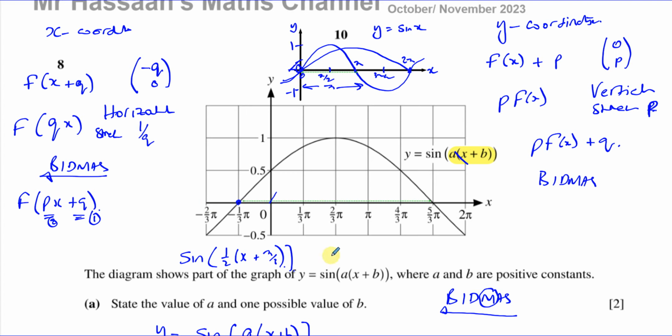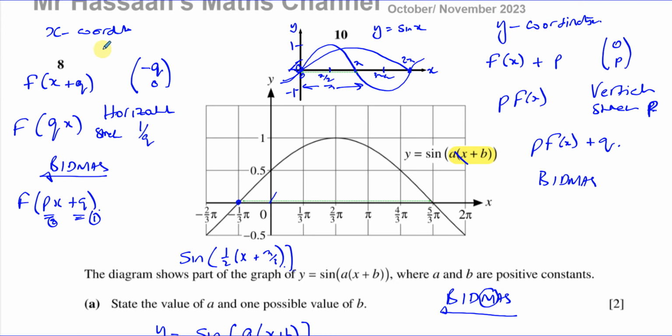So you're going to have a half as your stretch factor. So half has to be a, and then it's translated pi over 3 units to the left. So it's going to be pi over 3 as your b. Very easy. You don't have to spend a lot of time on it. I spent a lot of time on it because I want to explain the basics behind it.